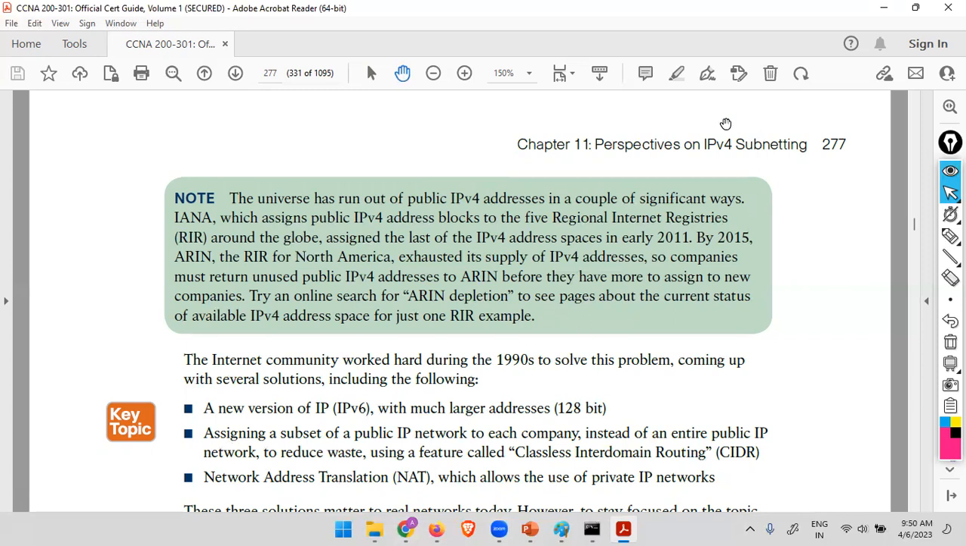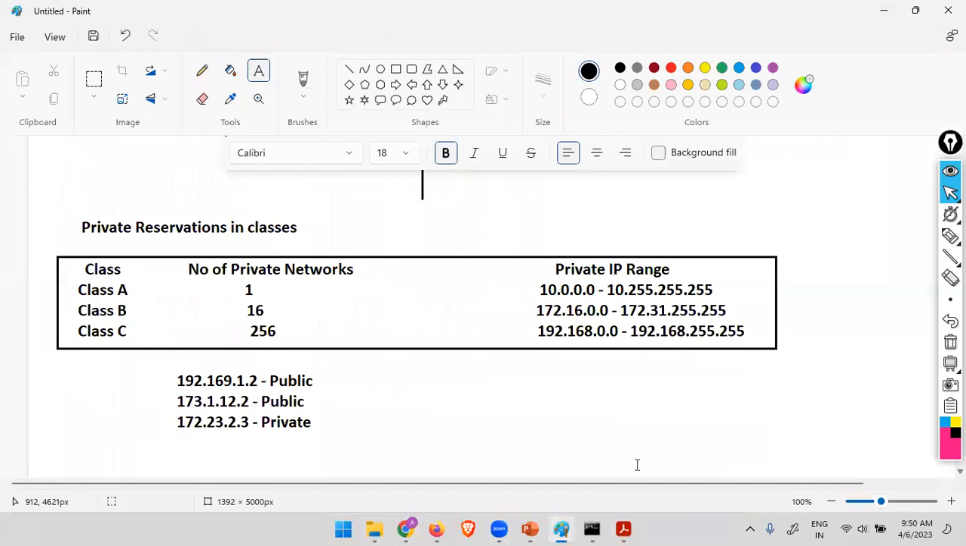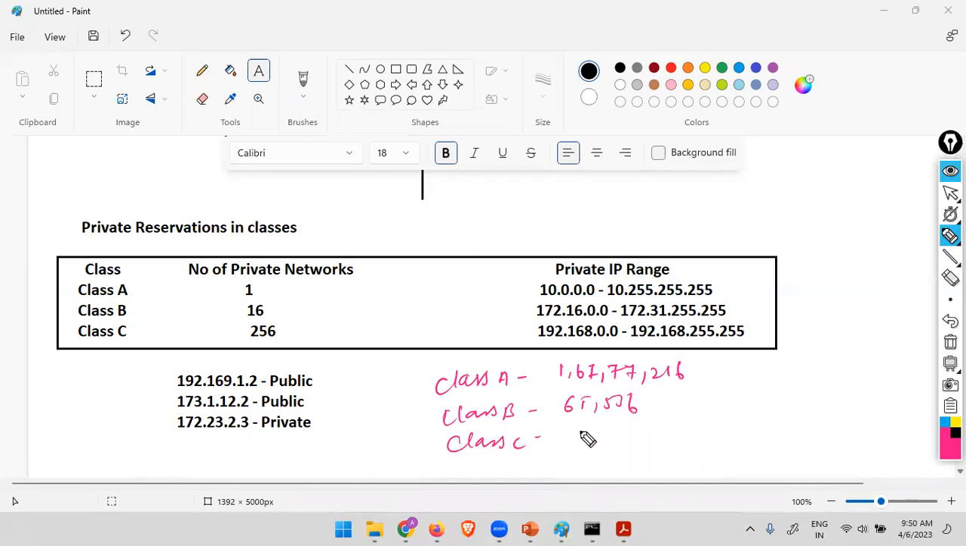Let's say if I'm using a class A network, how many IP addresses am I getting? 1,67,77,216. If I'm using a class B, 65,536. If I'm using class C, I'll get 256 addresses, right?